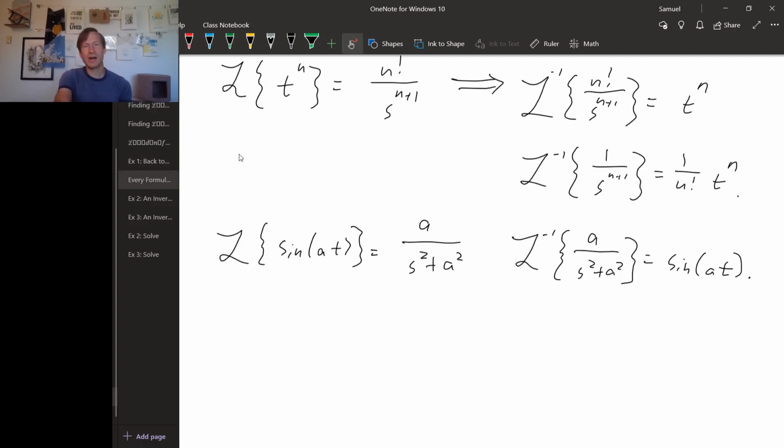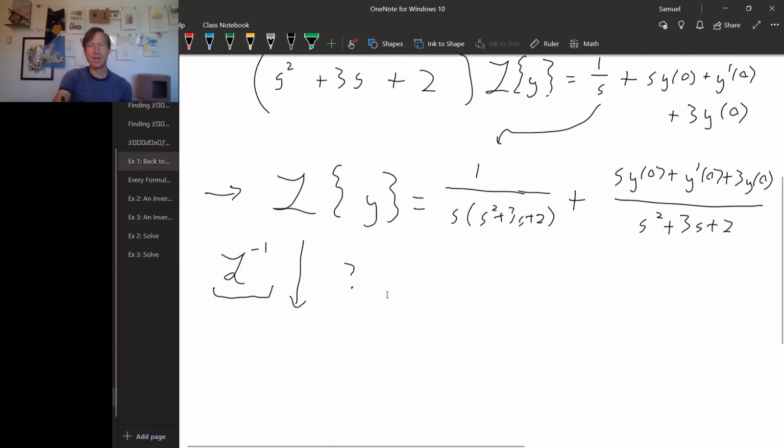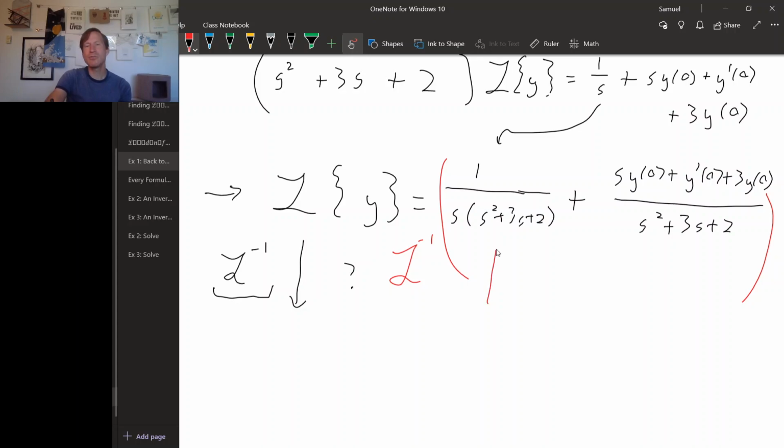So if we go back to our differential equation that we were trying to solve, this one, what we need to do now is take the Laplace transform on both sides of this equation, and the trick is going to be figuring out how we write all of this stuff inside of our inverse Laplace transform, how do we express it in a way where we can use our inverse transform formulas?